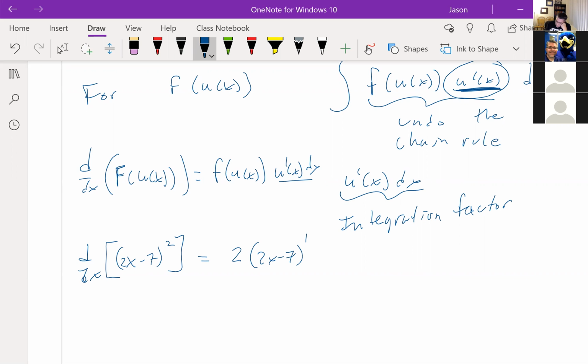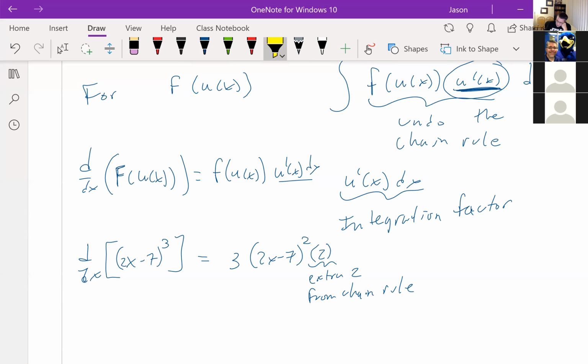Maybe we'll make this to the third power. That'll make it better. I don't want it to the first power because I don't want it to just go away. Let's do 3 here. So this is going to be 3 times 2x minus 7 squared. But then I would have to do the derivative of the inside, my u prime of x, and I would get 2. This is my extra 2 from the chain rule.